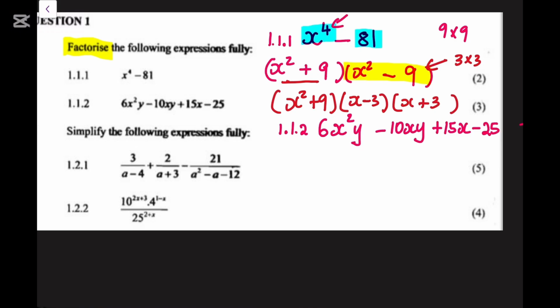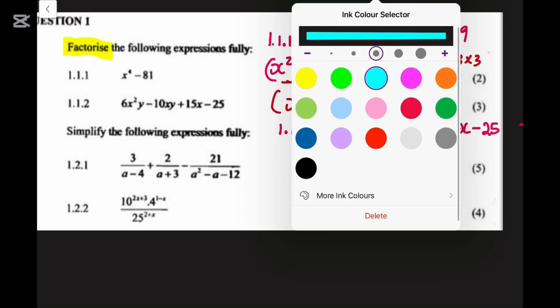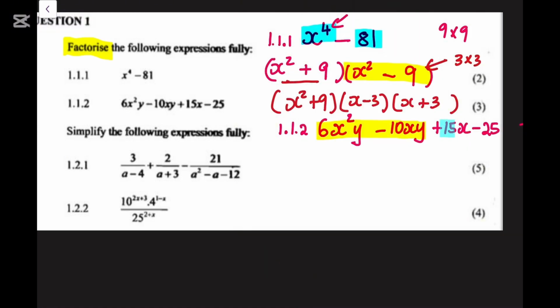So, let's move to the next one, 1.2. Here we have 4 terms. If you have 4 terms, you need to think about grouping. It can be 4 terms, 6 terms, even sometimes they can go up to 8 terms. But with this one, we can group the first 2, and we can also group the last 2.